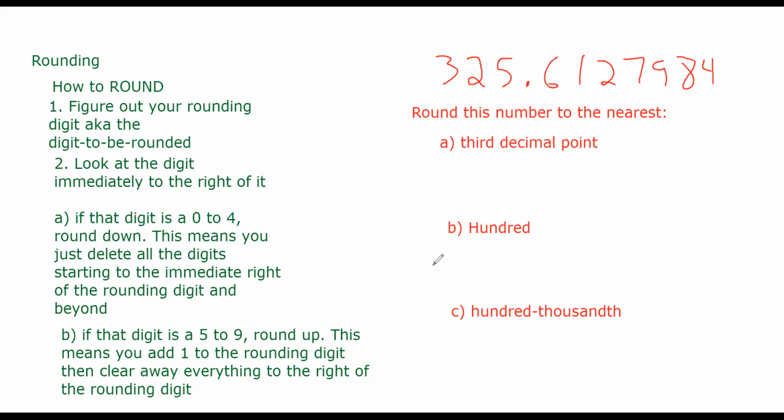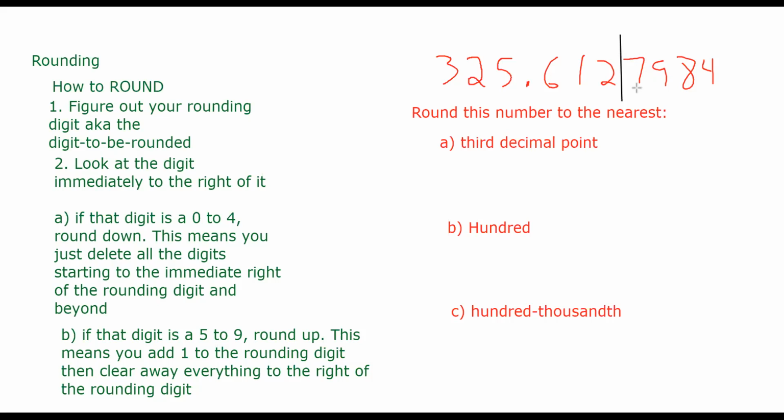So first, we want to round this to the nearest third decimal point. The 2 here is the third decimal point, right? That's 3 decimals. So I'm going to draw a line in the sand. This is the rounding digit, this 2 here. But I'm going to look 1 digit immediately to the right. This is the one that helps me figure out how to round, but it's about to go away.